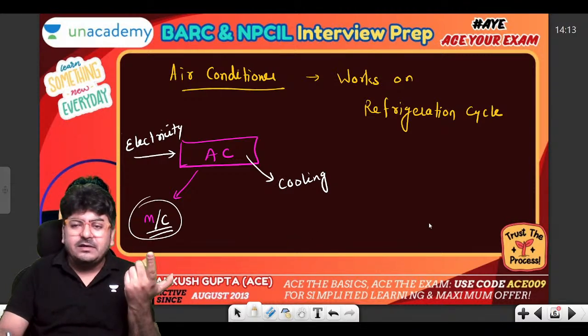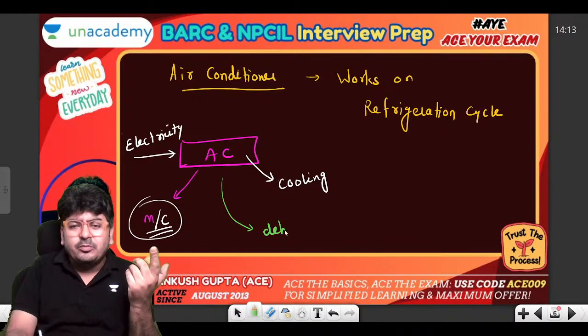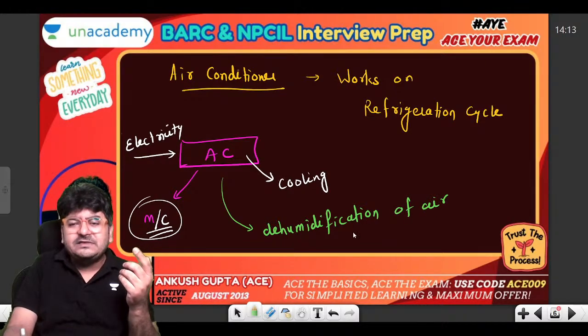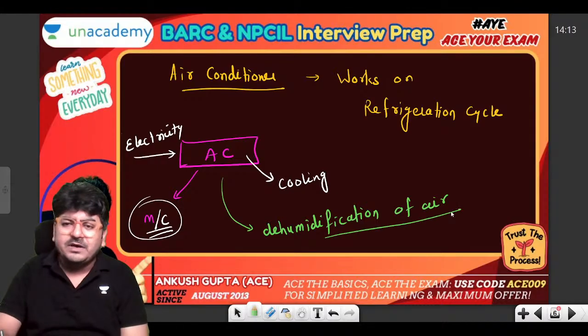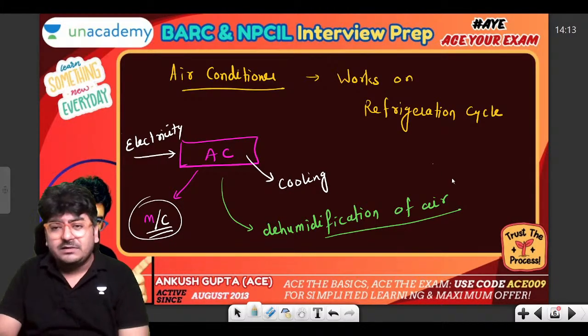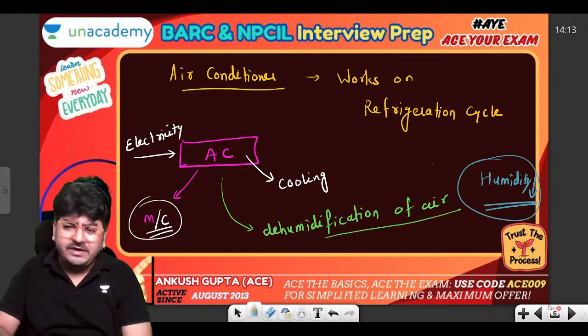Kind of, you can say, in a certain manner, that inside the air conditioner, dehumidification of air is taking place. And dehumidification of air means removal of moisture. Correct? So that's why the humidity of air inside the room decreases. Okay, humidity in the room decreases.